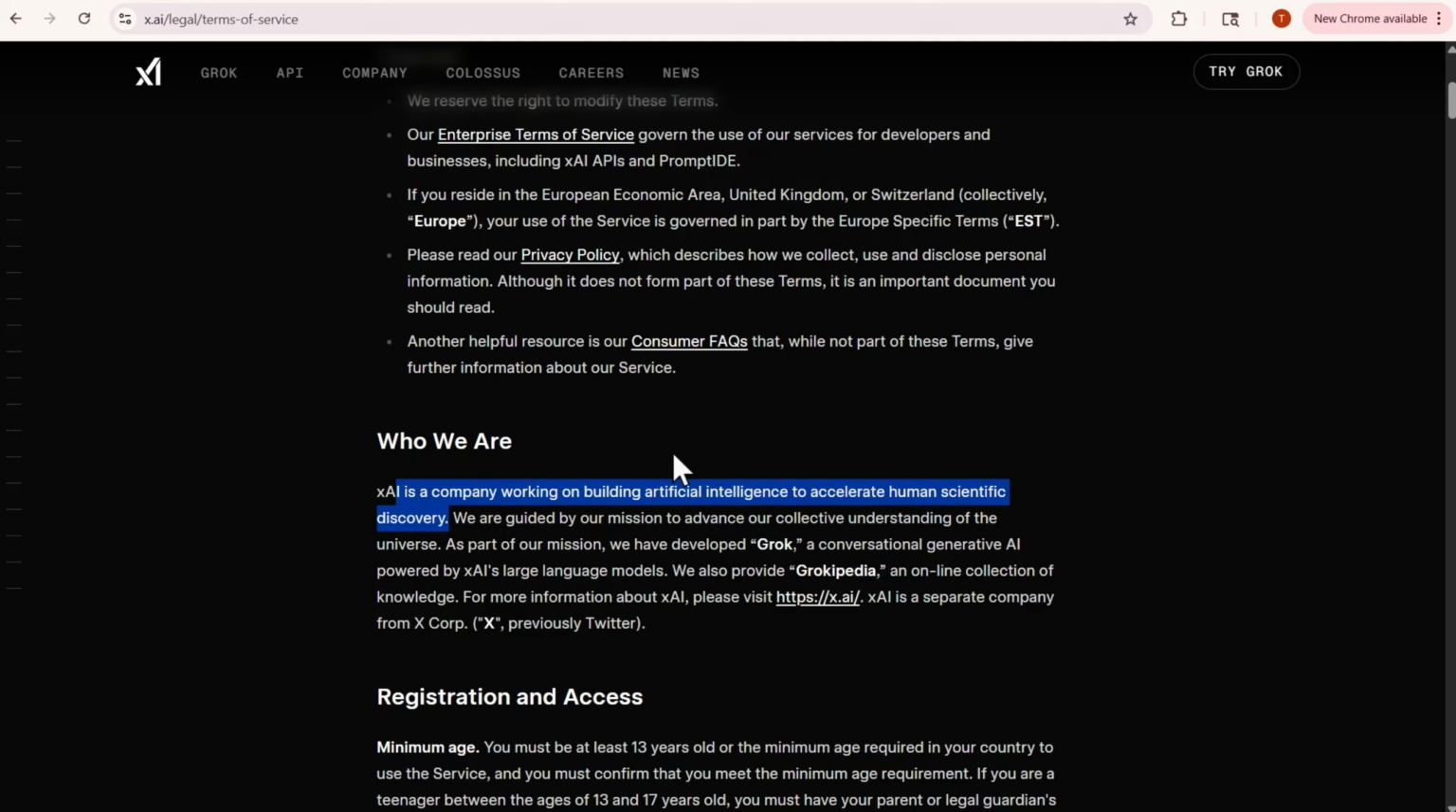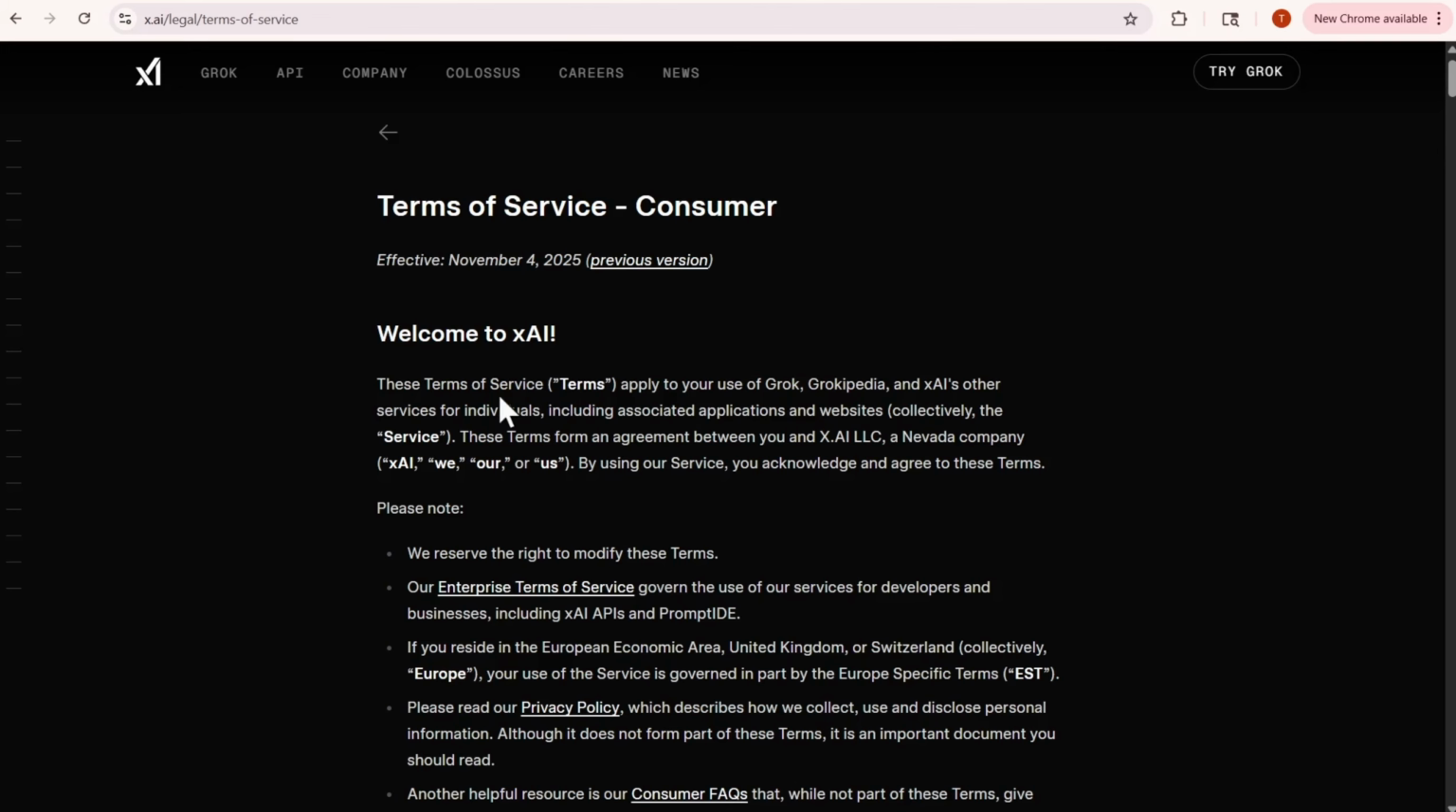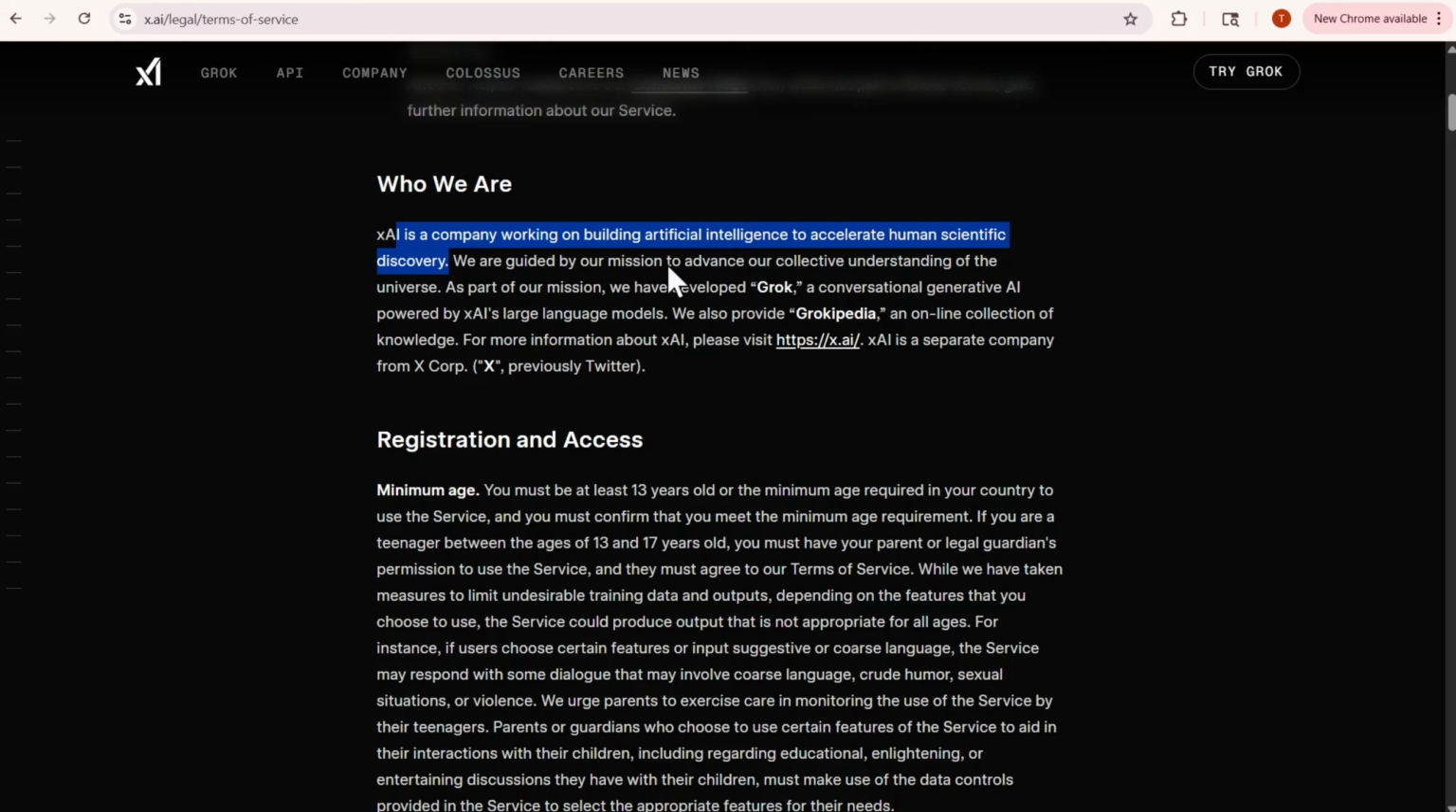Maybe, right, I don't have inside knowledge, but when I'm drafting these types of documentation for my clients, I always take a look at what their internal documentation says about how they're building this artificial intelligence, because that'll influence not just the terms of service, but it also influences the privacy notice too. Okay, as part of our mission, we have developed Grok, a conversational generative AI powered by xAI's large language models. We also provide Grokipedia, an online collection of knowledge.